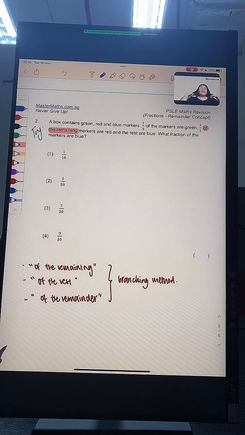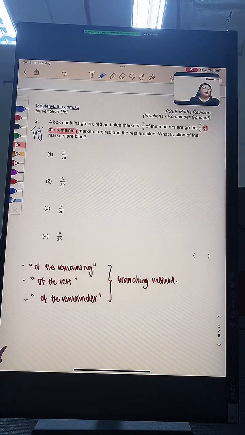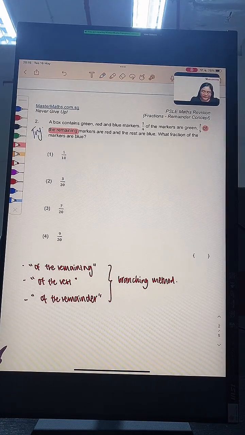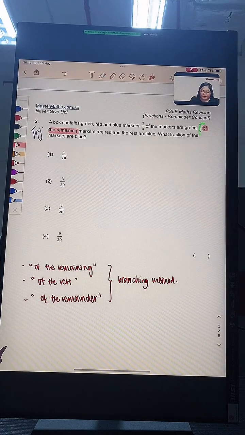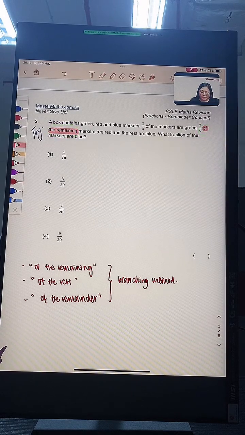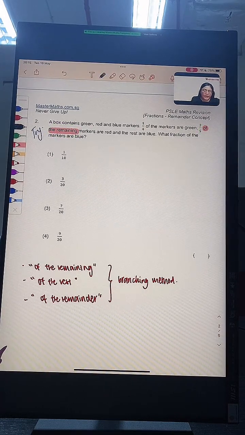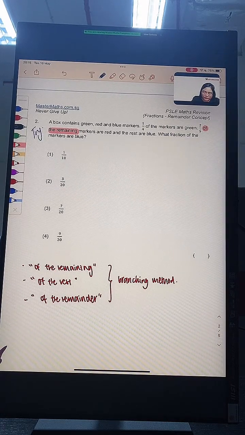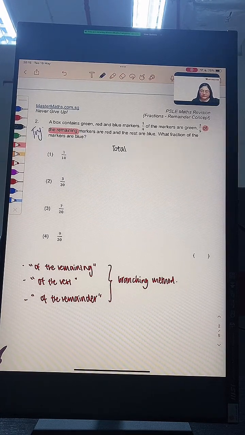Okay. Alright, so let me run through the branching method first. Like I mentioned, whenever we see of the remaining, we want to use branching method to help us solve the question. So how do we use the branching method? We will start off with a total. We have the total markers. So that's what we are going to do first.